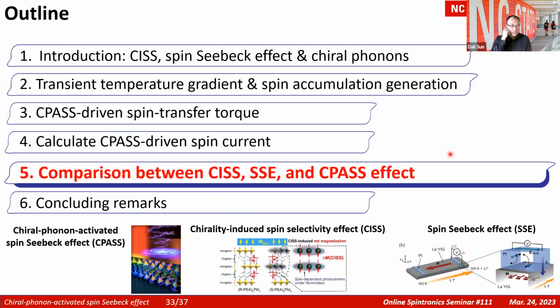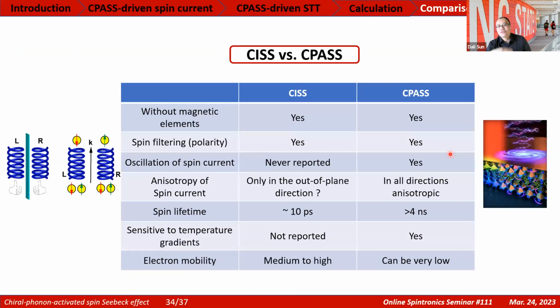So now let's have a quick comparison between the reported CISS effect with electron-generated spin current, our CISS effect with chiral-phonon-generated spin current, and the traditional spin Seebeck effect. What are their similarities and what are their differences, right? First of all, there is a table where we've summarized all the different components. The CISS effects both don't need any magnetic moment.